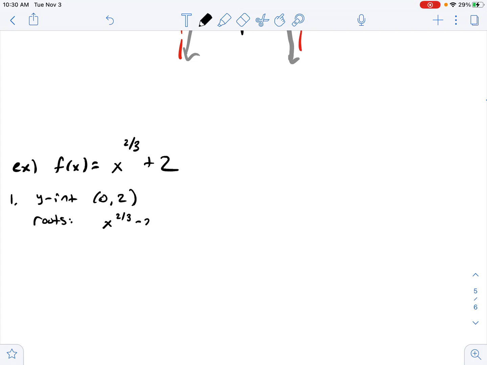For the roots, I can set this equal to 0, which says x to the 2/3 power equals -2. And so I got to raise both sides to the reciprocal power here, the 3/2. Okay? And let's see. I don't know that we're going to have any roots of this thing. And the reason I say that is because this is to take the square root. And can you take the square root of a negative number? No. Okay? So it doesn't look like there's any roots here.